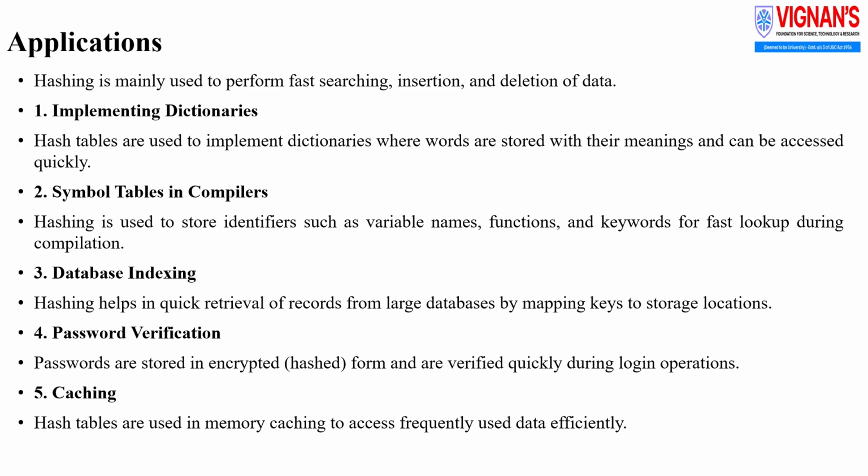Third, database indexing. Hashing enables fast retrieval of records from large databases by mapping keys to storage locations. Fourth, password verification. Passwords are stored in encrypted or hashed form and are verified quickly during login operations. Fifth, caching. Hash tables are used in memory caching systems to efficiently access frequently used data.